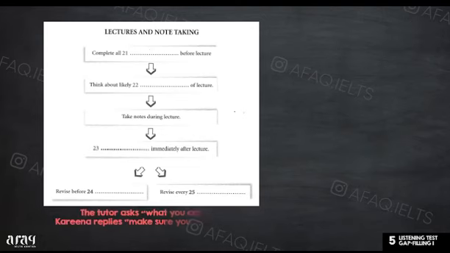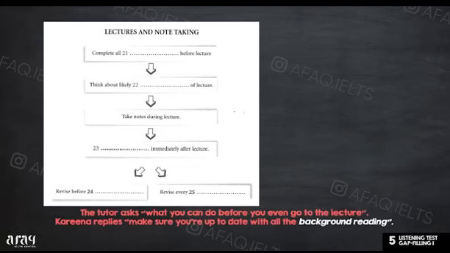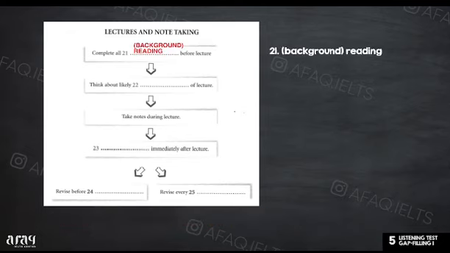The tutor asks what you can do before you even go to the lecture. Karina replies, make sure you're up to date with all the background reading. So the answer to this one was background reading. Next, you will hear the part in which the answer of number 22 could be found.